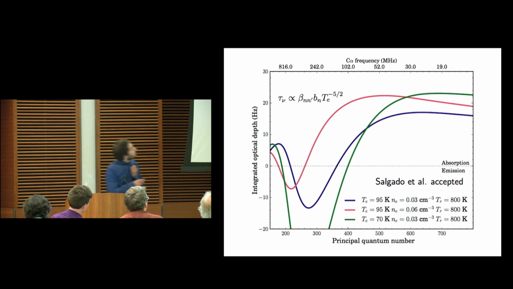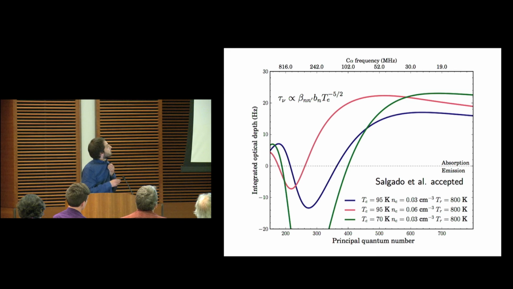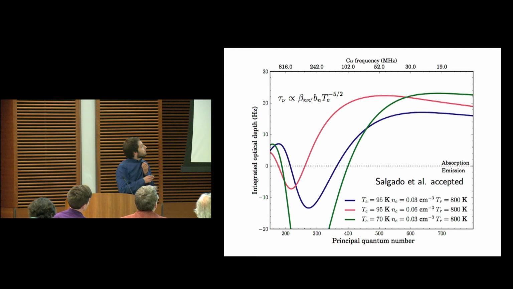The optical depth is directly proportional to beta_n and b_n. The b_n describes the departure of the level population from LTE, and the beta_n the influence of stimulated emission. And since we are heavily weighted with temperature, we see that the lower temperatures usually dominate the line emission. So that's why we say we're tracing cold diffuse gas.